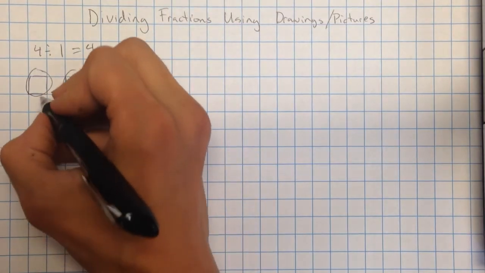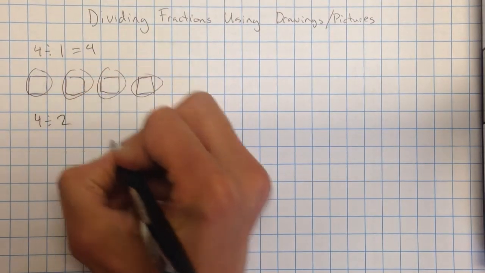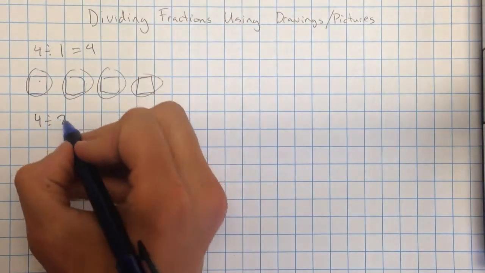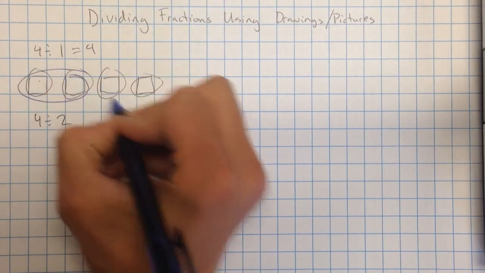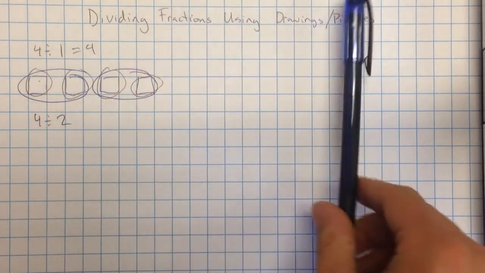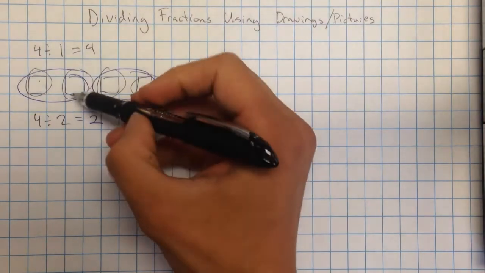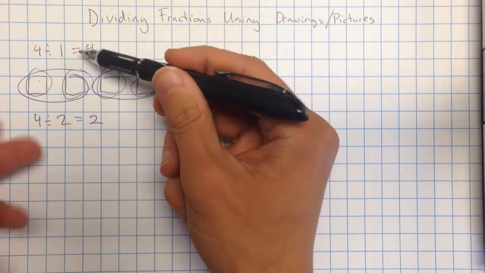If I had something like 4 divided by 2, same thing, you have 4 things. In this case, let's use another color. Group of 2 would be like this. So we would wind up with an answer of 2. Okay, so we can kind of see there's different ways. That's just what dividing means.